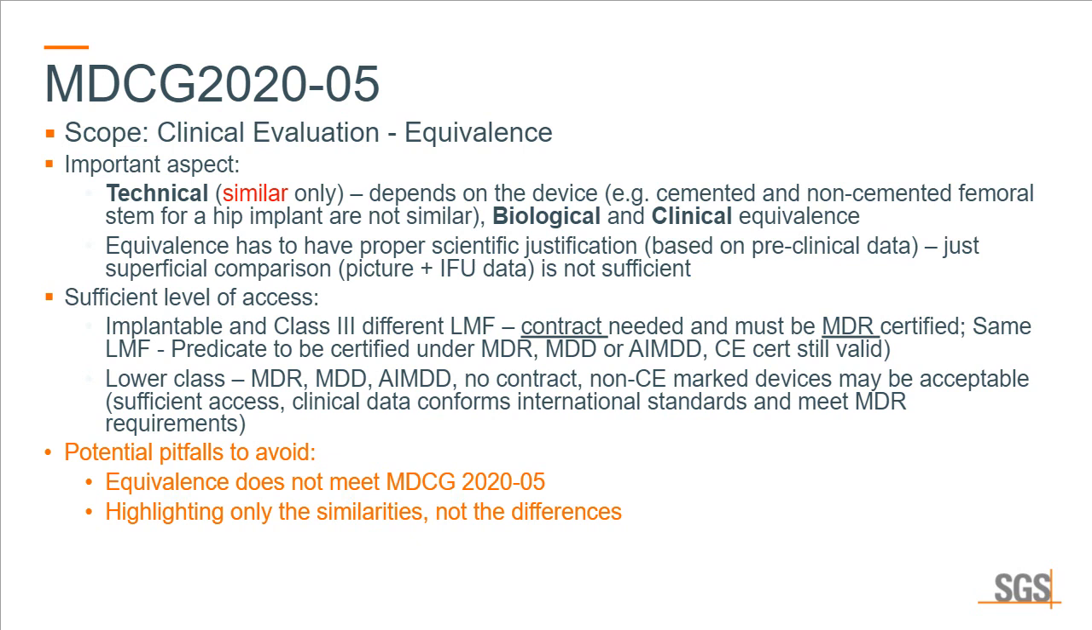For example, you may need to have access to their clinical evaluation report, their technical documentation, and of course, when it's a competitor situation, most likely they will not grant you access to this unless it's a merger and acquisition situation or something like that. And so the guideline also regulates the sufficient level of access.